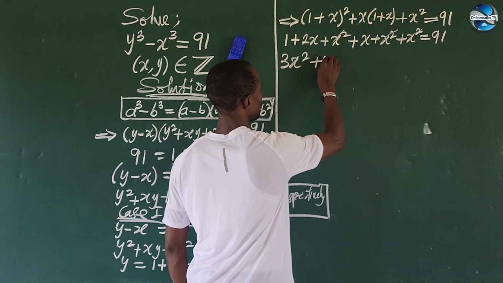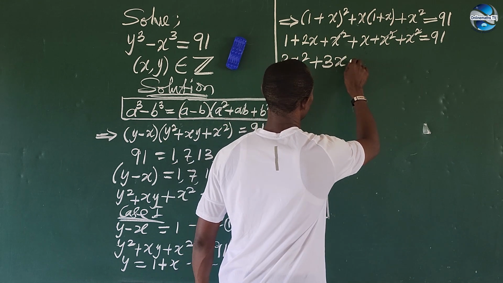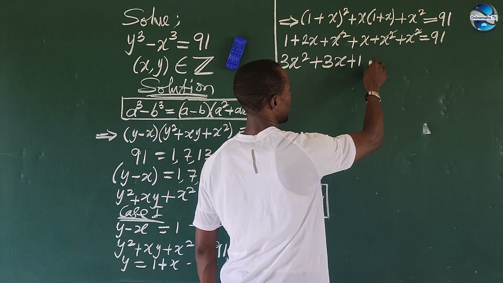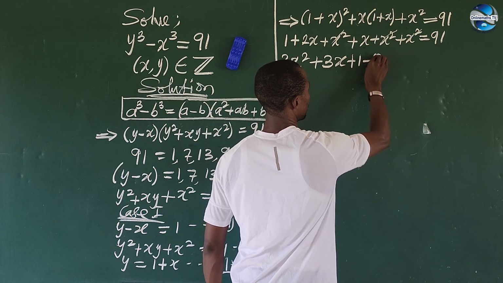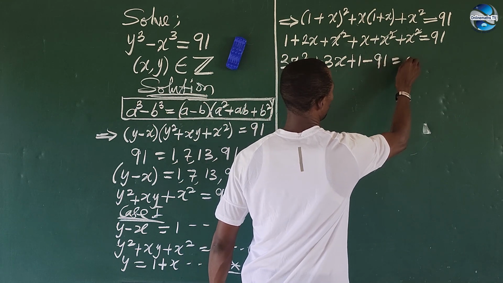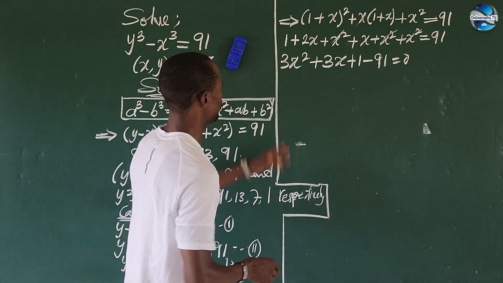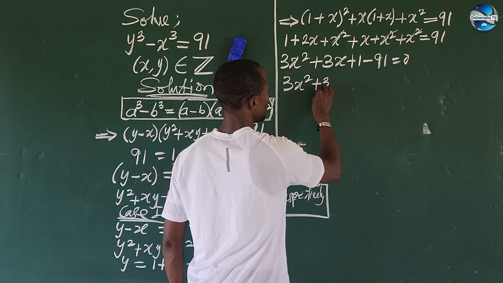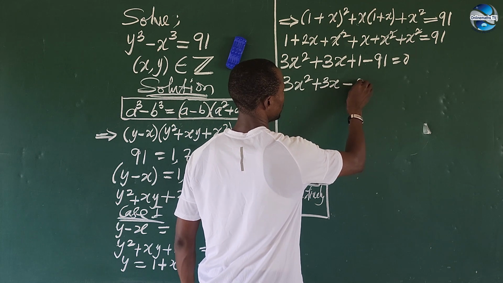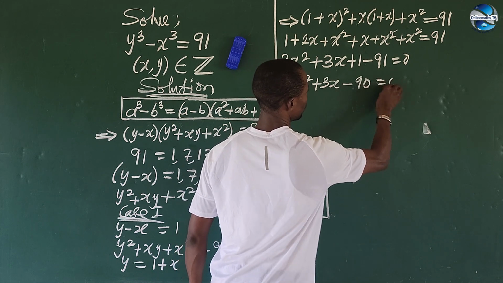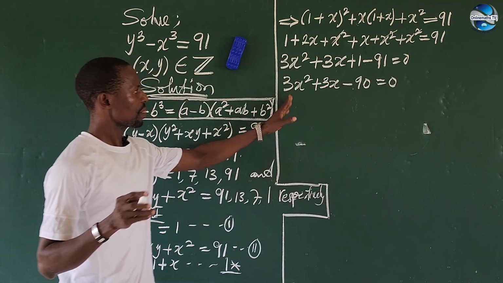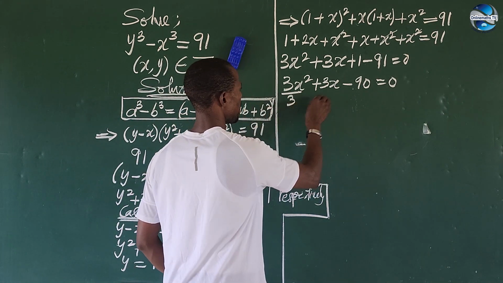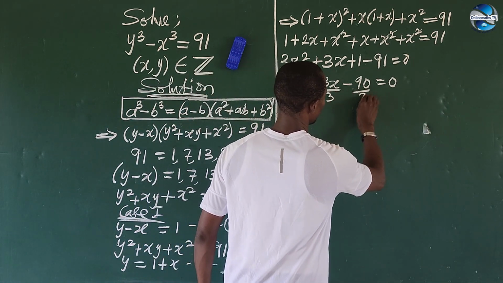So we have here plus 3x, then plus our 1 here. Move this to this side to give us minus 91 equal to 0. So this will end up giving us x squared plus 3x, then minus 90 equal to 0. You discover that 3 can go through all the terms we have here. So we divide by 3, divide by 3, divide by 3.